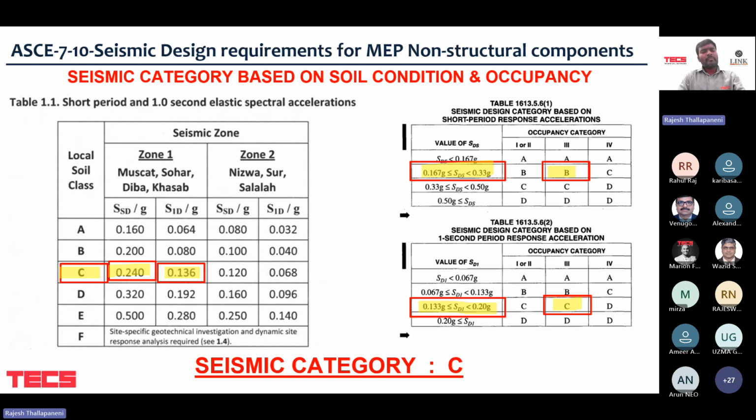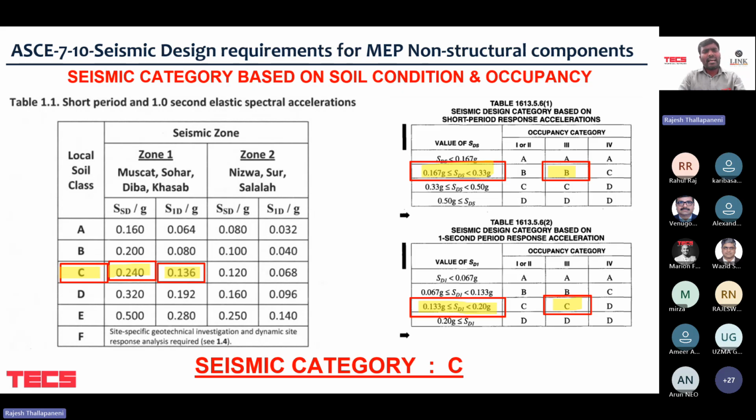So coming back to our case study, we took zone 1, which we got the data from previous slides, and soil class also we know. Then we got two values here on the screen. If you see the heading of the table, this is also an extract from the seismic code. It says short period acceleration or response time period.